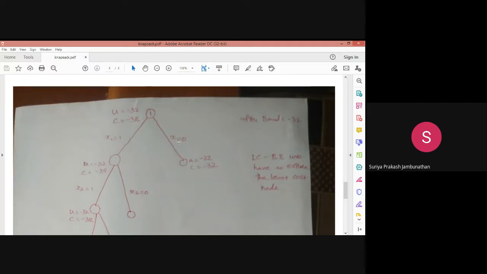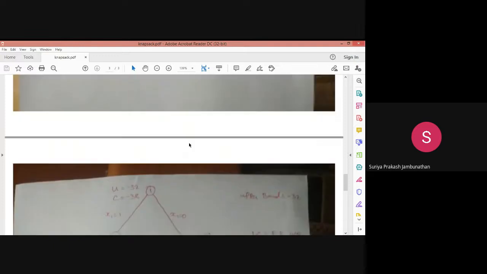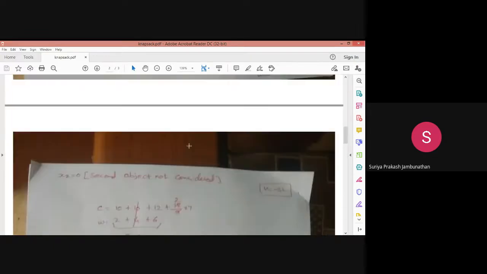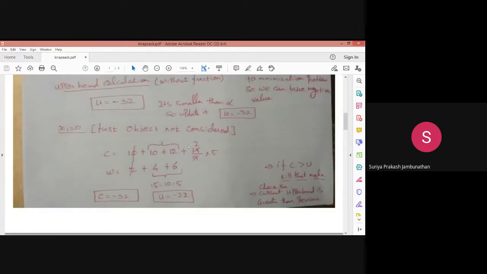And when you are not including, what happens, we will check. When you are not including the first object, we have to just omit the first object and its cost. Okay, meaning 10 and 2, the weight and the cost of the first object will be omitted. So the remaining you have to take. So second object cost is 10 and the weight is 4. Third object cost is 12 and the weight is 6. So when you are adding this, we are getting 10. So 15 minus 10, we are getting 5.